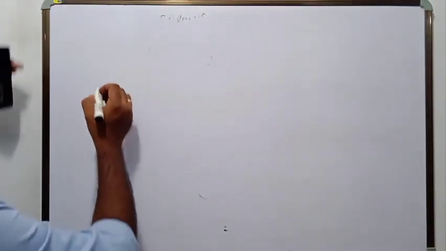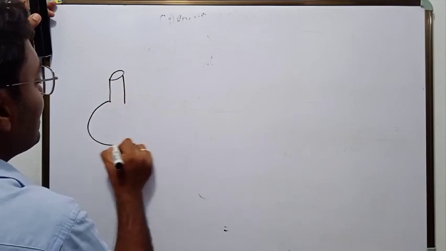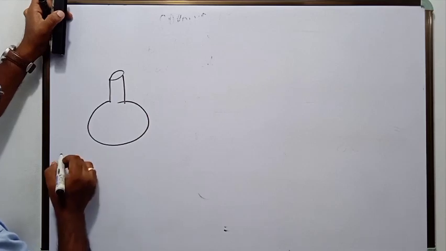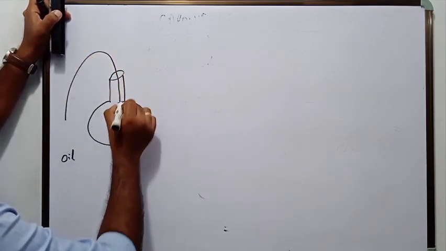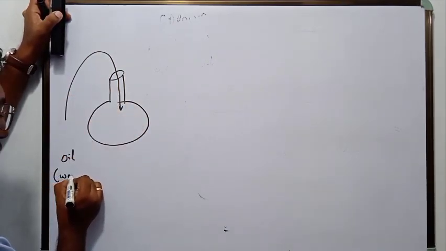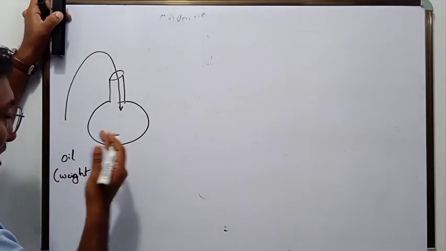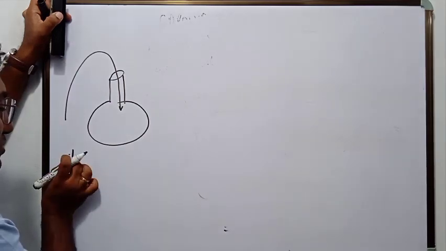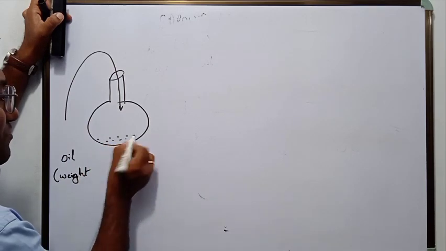For that, you have to take a round bottom flask like this. Excuse me for the diagram. You take that oil sample and put it inside it. But before putting it inside, don't forget to take the weight of the oil sample, because saponification number at last we have to express per gram of oil. So don't forget to take the total weight of the oil that you have taken. Now the oil is in the round bottom flask.